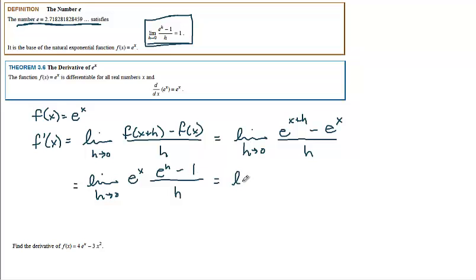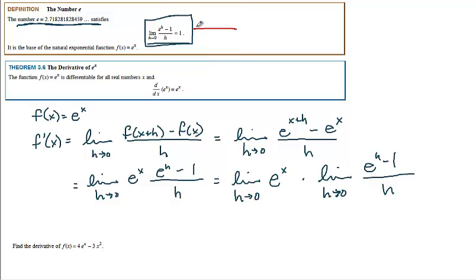I'm going to use my limit rules for multiplication and say times the limit as h goes to 0 of e to the h minus 1 over h. Next, I'll use the fact that this is the definition of e, so this whole chunk right here goes to 1. Then I do direct substitution as h goes to 0. The derivative of e to the x is e to the x. Isn't that cool?